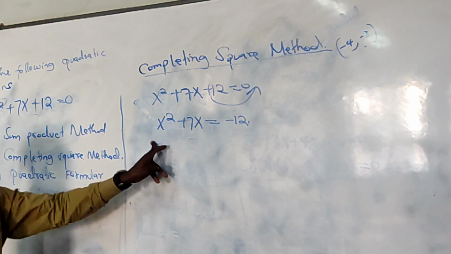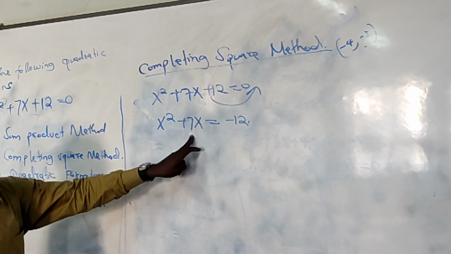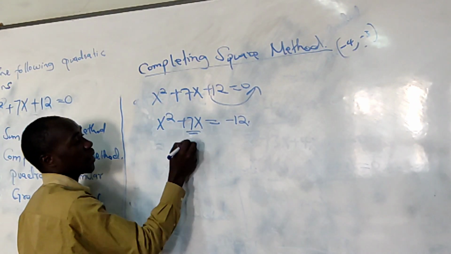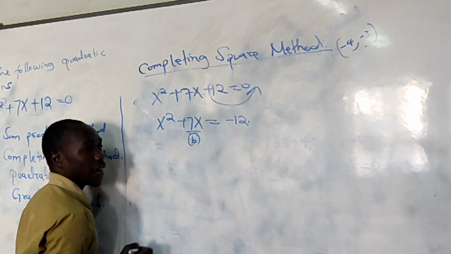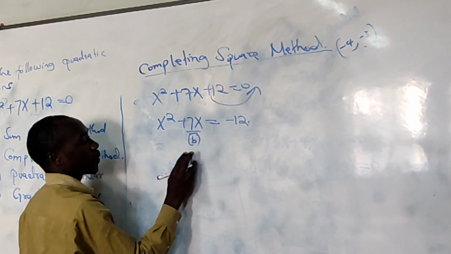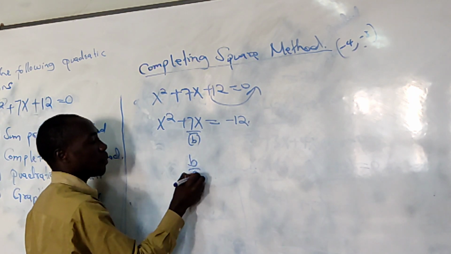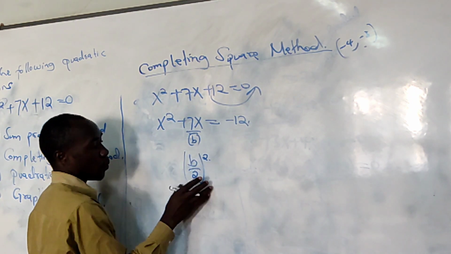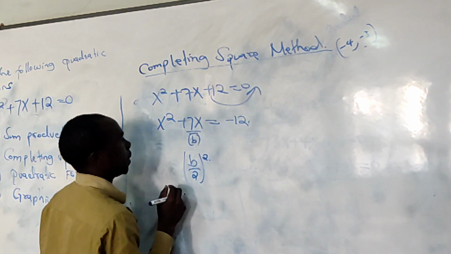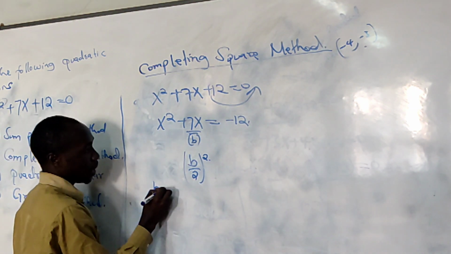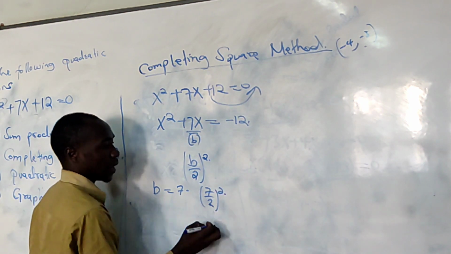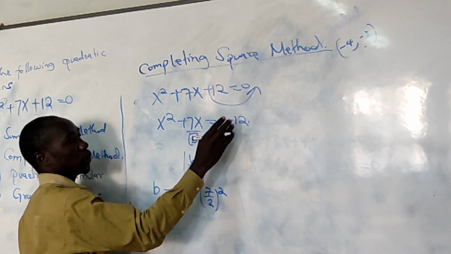So once you remain with x squared plus 7x, this 7, remember, occupies the position of b. And in the completing square method, the one thing you have to do is to take the value of b, then divide by 2 and square. And then once you do this, add it on the right hand side and also on the left hand side. Our value of b there will be 7, so you take 7 over 2 and then you square. The answer you get here, you add it here and also here.